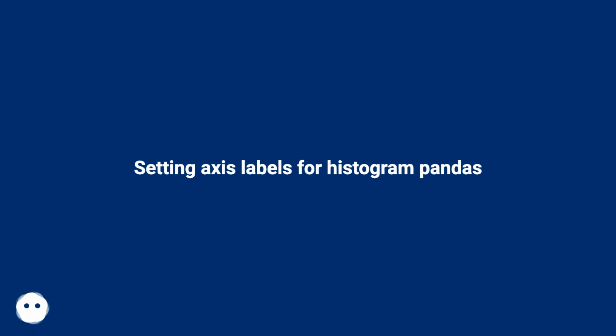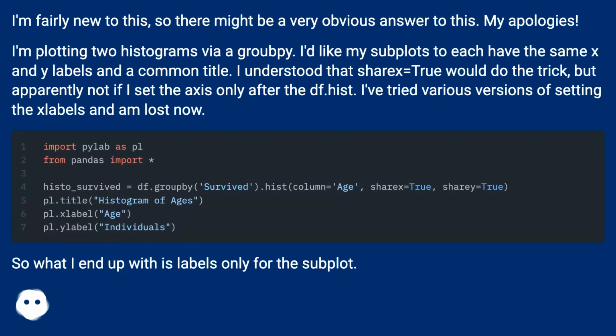Setting axis labels for histogram pandas. I'm fairly new to this, so there might be a very obvious answer to this. My apologies. I'm plotting two histograms via a graph. I'd like my subplots to each have the same x and y labels and a common title.